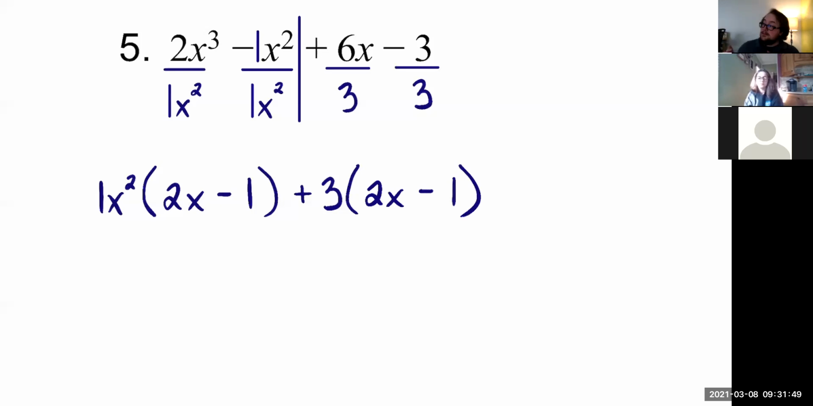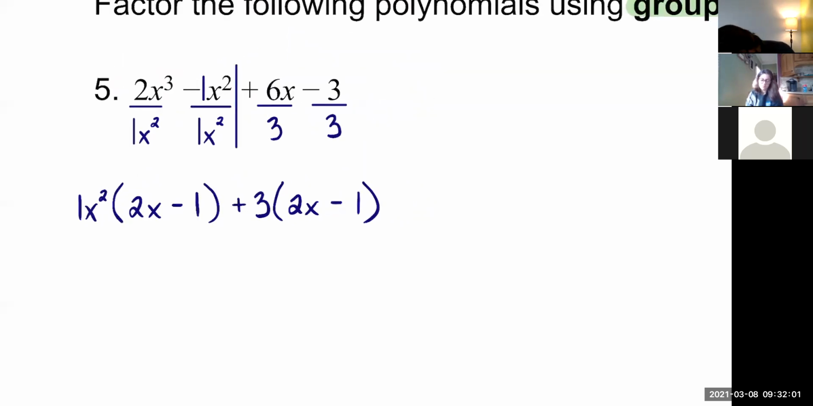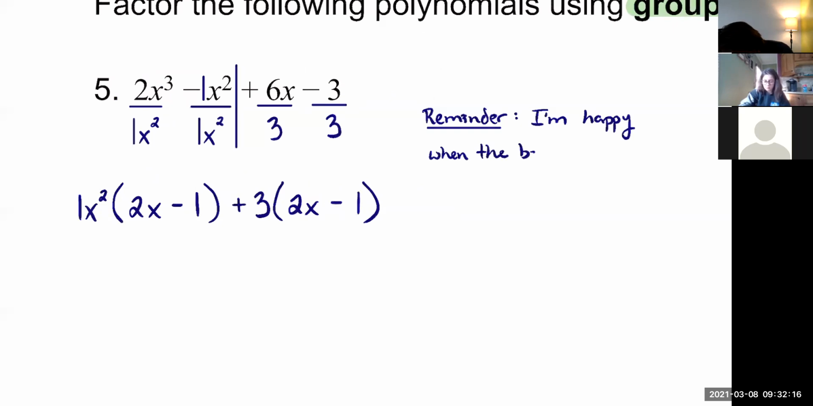And why am I happy? Because they're all the same. The things in the binomials in the parentheses are identical, not close. They are identical. So a little quick side note here, a little reminder. I'm happy when the binomials in the parentheses are identical.